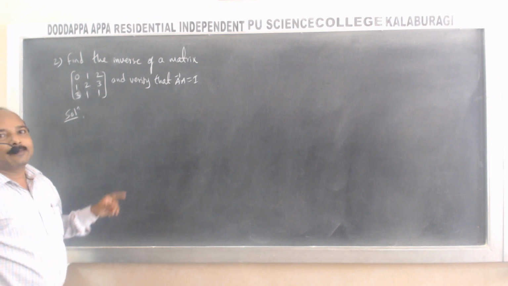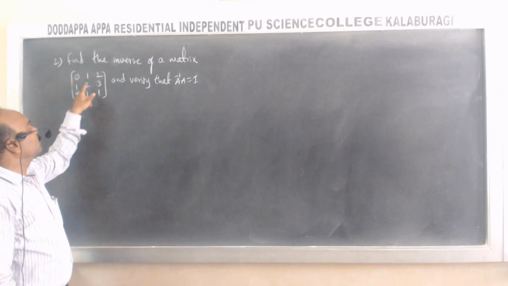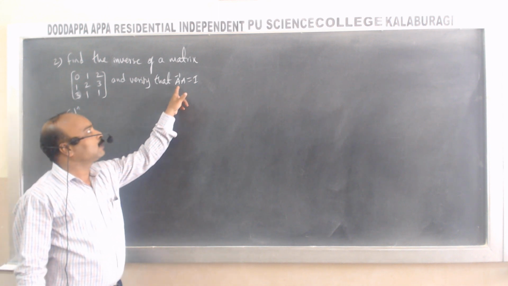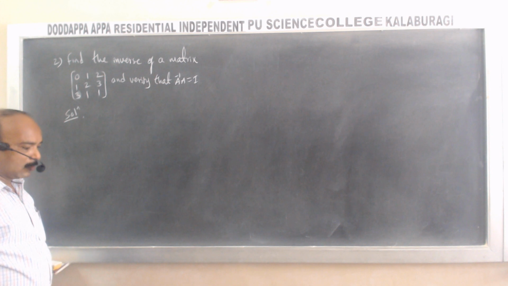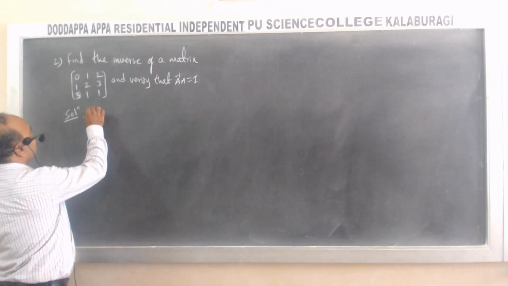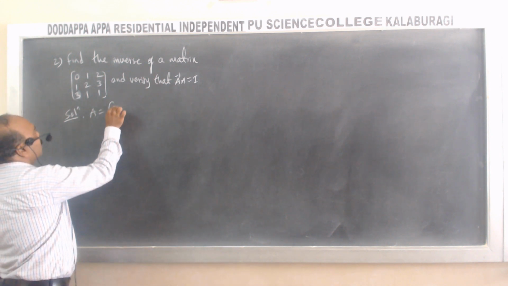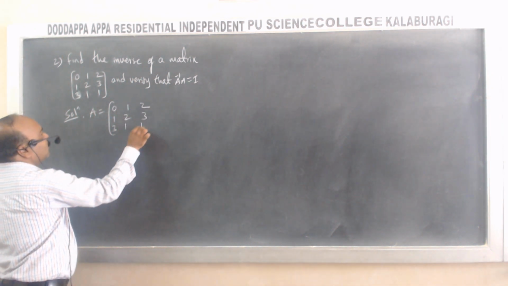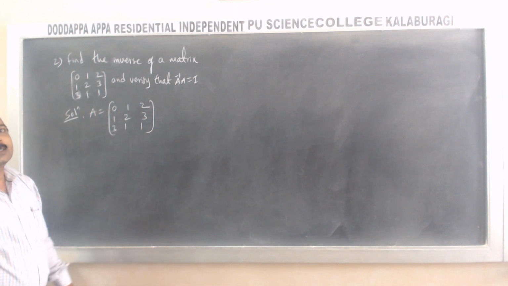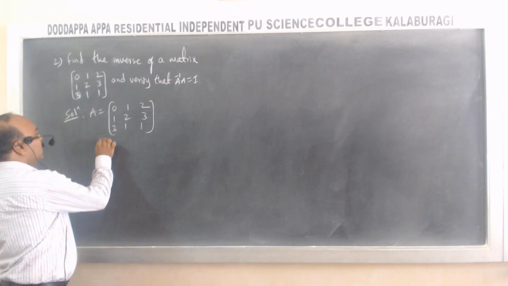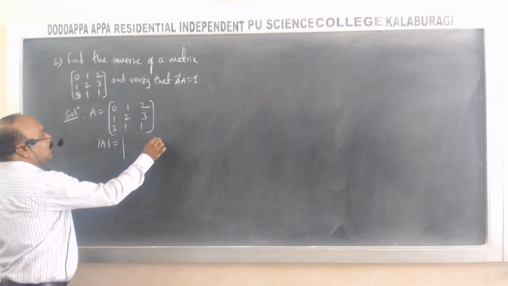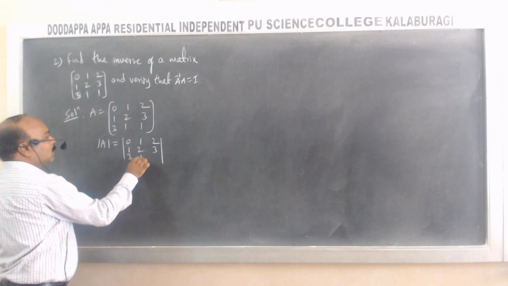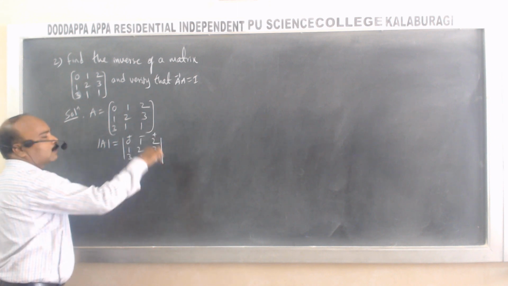Find the inverse of the matrix 0 1 2, 1 2 3, 3 1 1 and verify that A inverse into A equal to I. Now we go for this solution. First we take A equal to 0 1 2, 1 2 3, 3 1 1. It is a given square matrix. First we find determinant of A. It is determinant of 0 1 2, 1 2 3, 3 1 1, with signs plus minus plus.